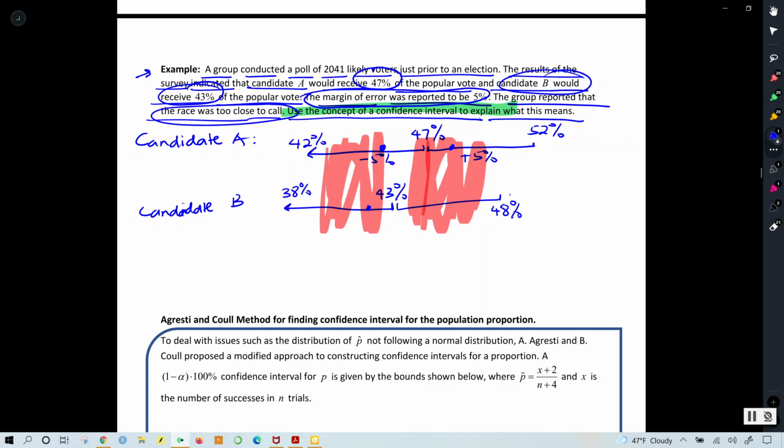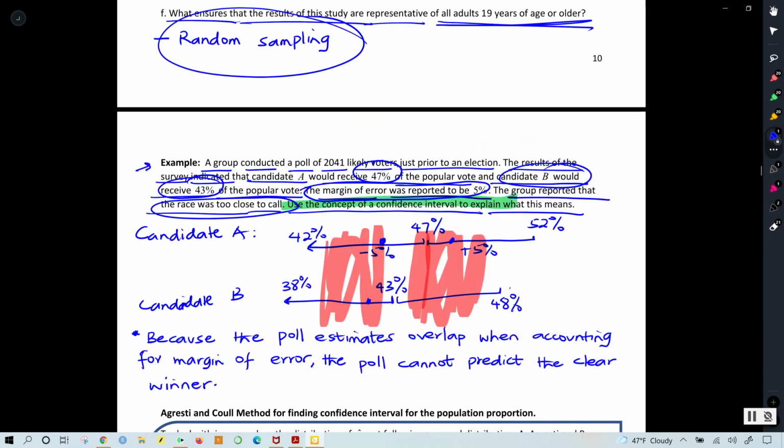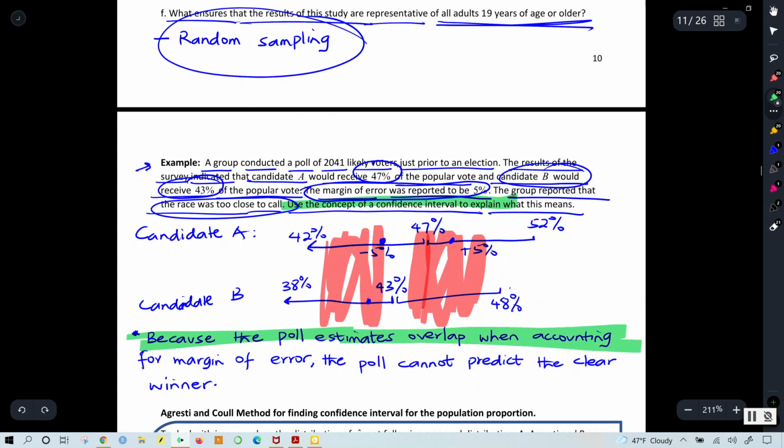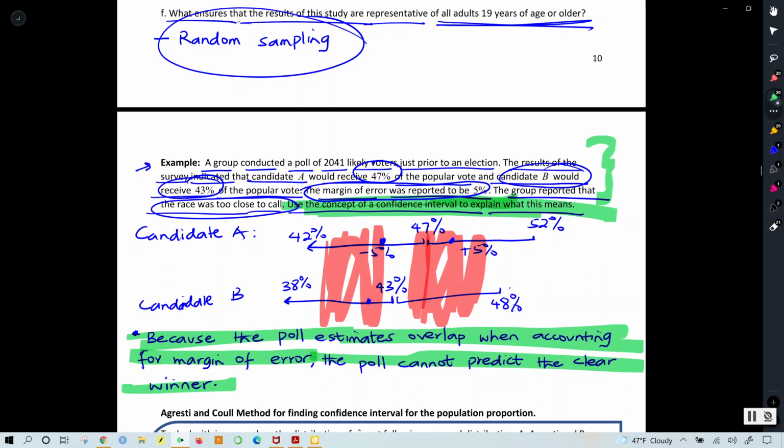So as a result, since there is an overlap, because the poll estimates overlap when accounting for margin of error, the polls cannot clearly predict the winner. So what we have just said earlier is what is here written on the screen. Because the poll estimates overlap when accounting for margin of error, the poll cannot predict the clear winner. This is how we use the concept of confidence intervals to explain what this means. So with that said, that completes that question.